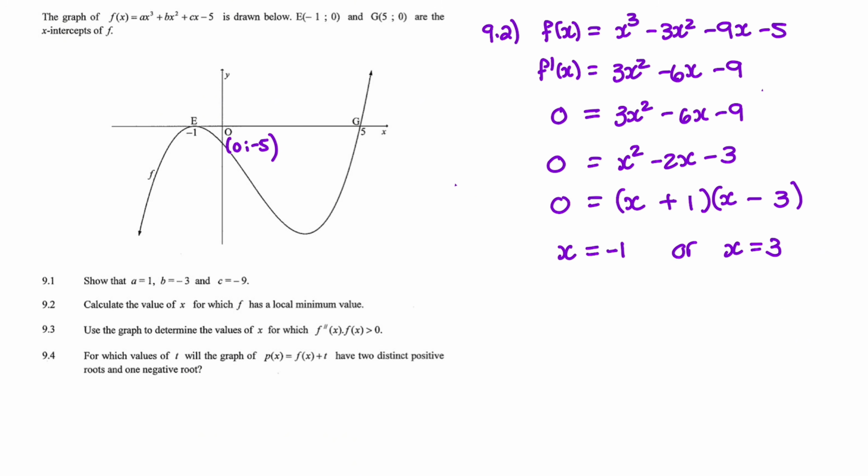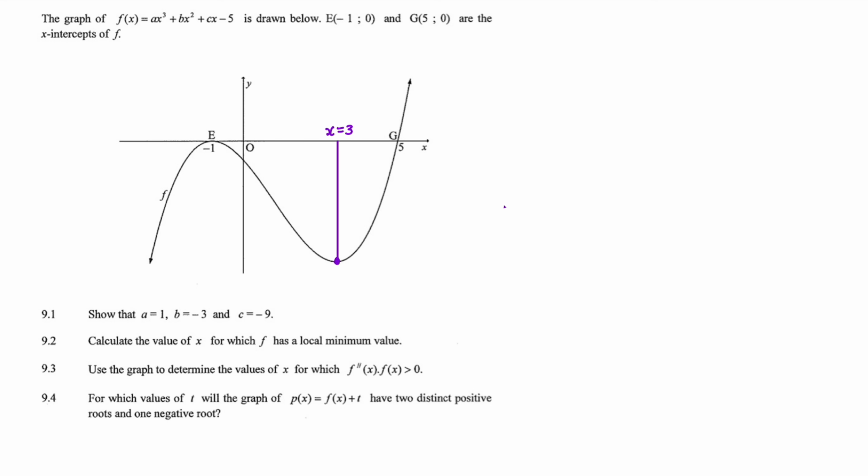Now you can see that where x is equal to -1, we have the local maximum, but the question says find the value of x for the local minimum. So therefore x would be equal to 3. So on our graph, the local minimum is at x equal to 3.